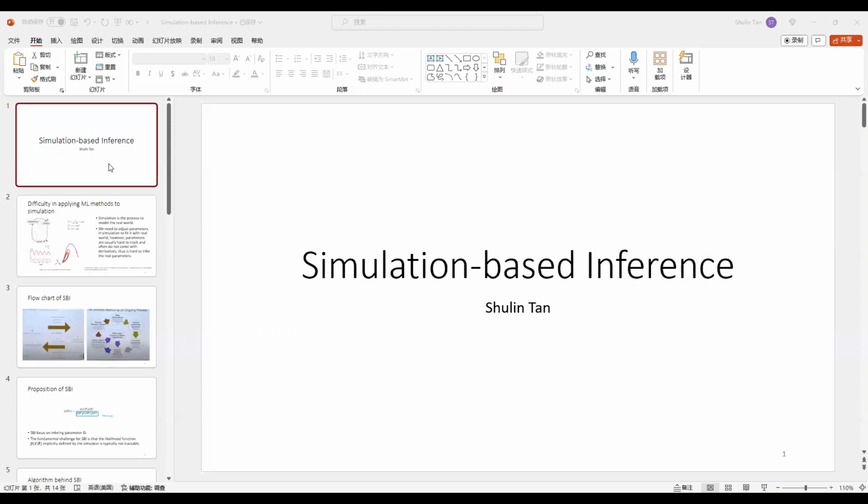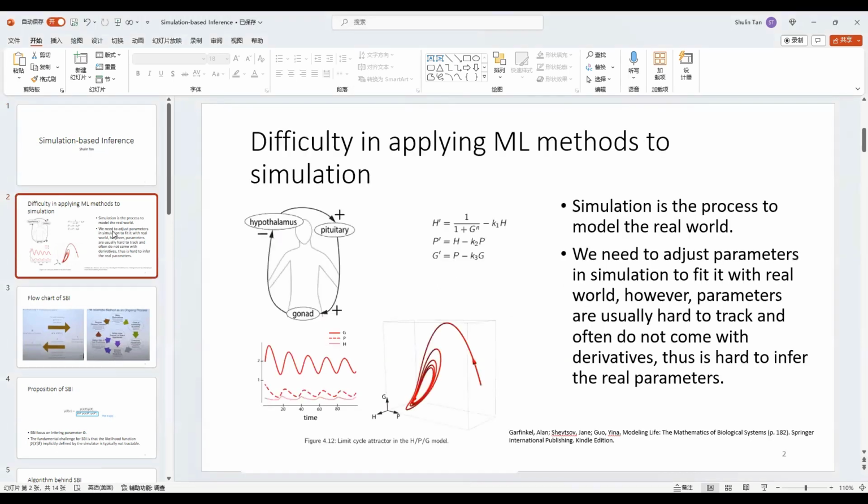Hello, everyone. Today we're going to talk about simulation-based inference. First, let's talk about what simulation is and why we need simulation-based inference. Simulation is a process in which we try to model the real world.